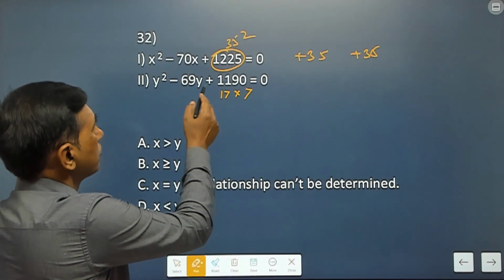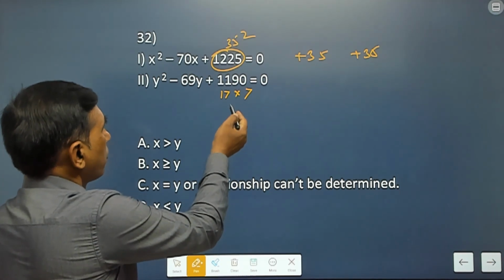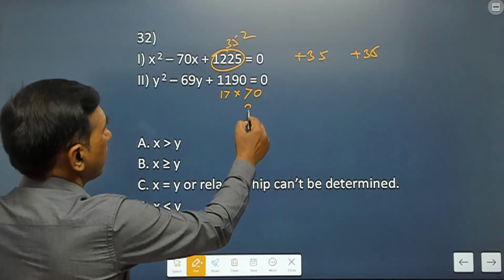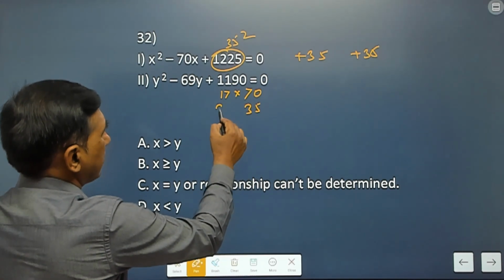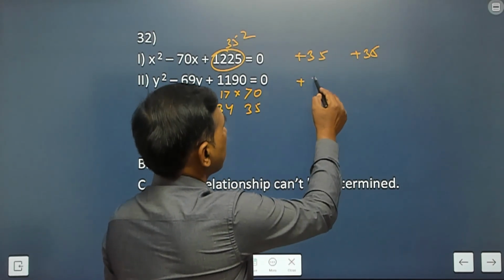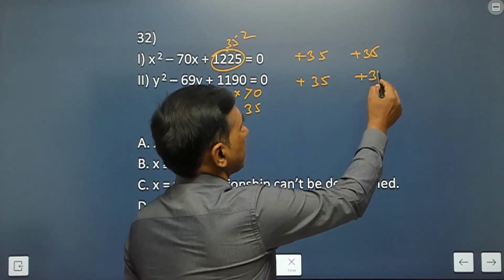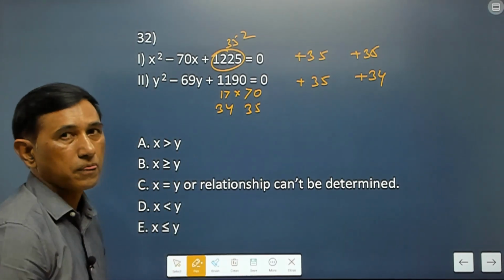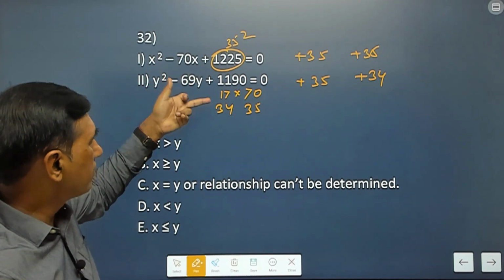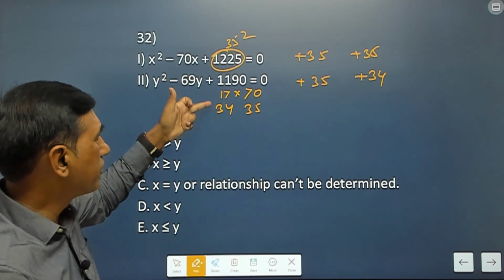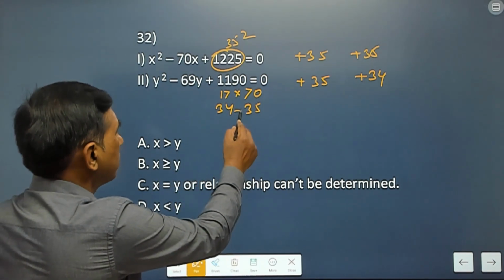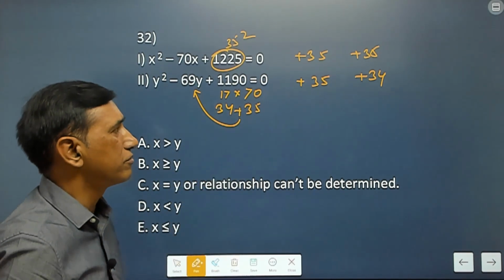And then 17 into 70. So what we can do is halve this and double this: 35 into 34. So you will get plus 35 and plus 34. We got 17 into 70. What we did, we doubled it. 17 into 34, so 70 divided by 2 is 35. This is giving you 69 also.